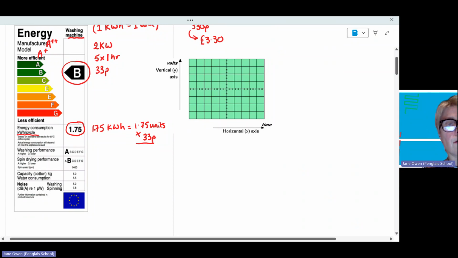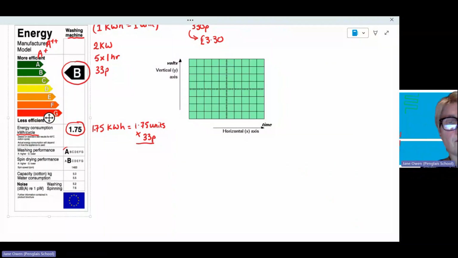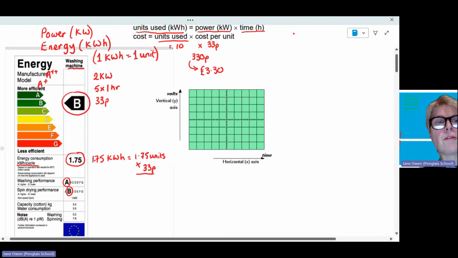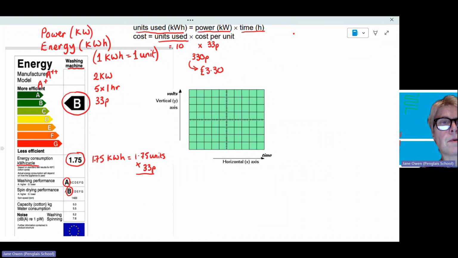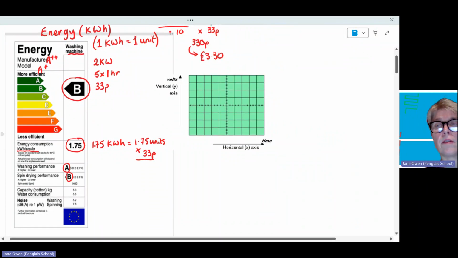Okay, and you'll notice that the washing performance is an A rating and the spin drying performance is a B rating, but it's given a B overall. Probably the average between those is a high B as opposed to a low A. But that's the sort of information that you would be expected to lift from an energy label for the devices in the home.